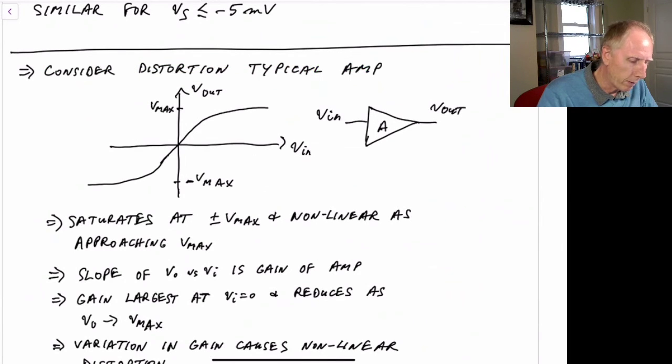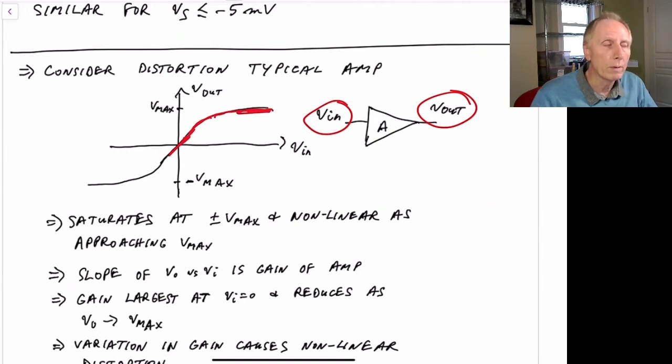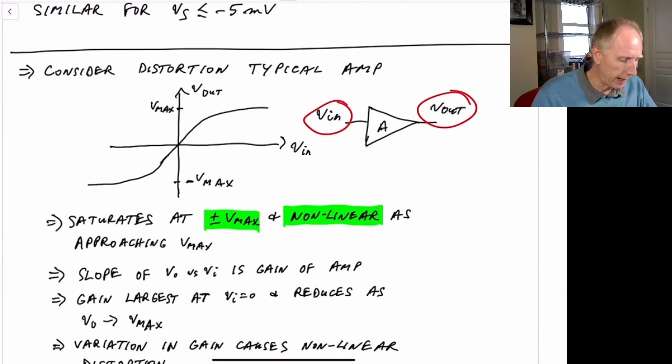In a typical amplifier, we see a linear region around the input equal to 0. So again, we have our input and output of an amplifier. But as we go larger, as the output increases, the gain starts to drop off. And eventually, the gain goes to 0 when it becomes horizontal and the output saturates. So this would be a typical amplifier. It would saturate at some output voltage plus or minus V max, and it would become more and more nonlinear. The gain changes as it approaches V max, and so it has certainly a nonlinear characteristic.